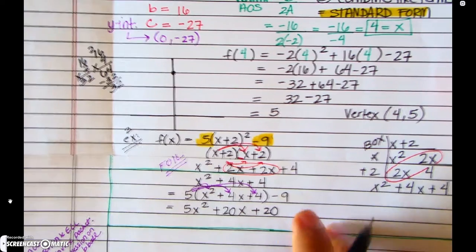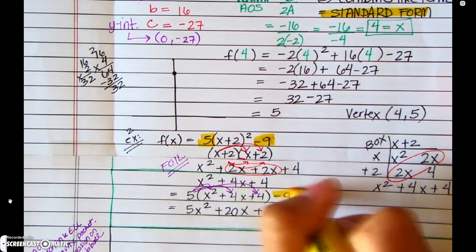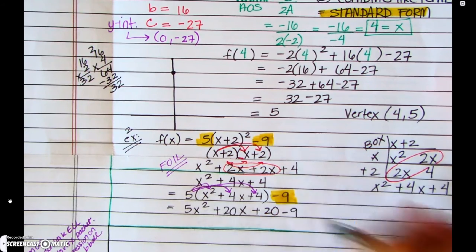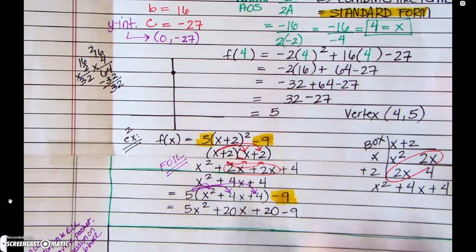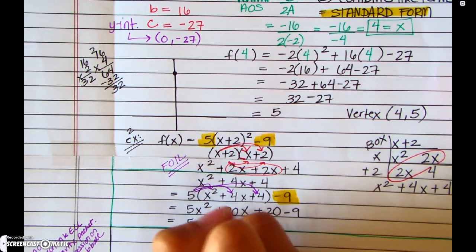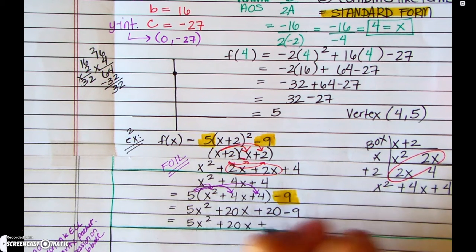We can't forget the negative 9 at the end. So make sure you bring it down. A lot of students make this mistake. They forget either about the negative 9 or the positive 5 in the front. So they forget either to distribute, multiply everything times 5, or to subtract 9 from your constant. All right, so your final answer is 5x squared plus 20x, and then 20 minus 9 is 11.